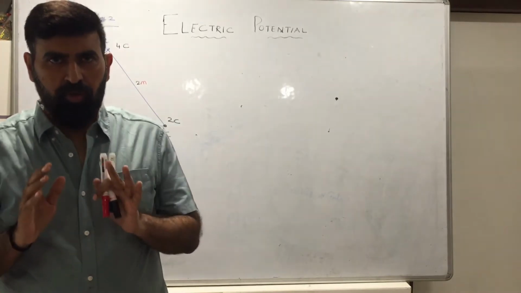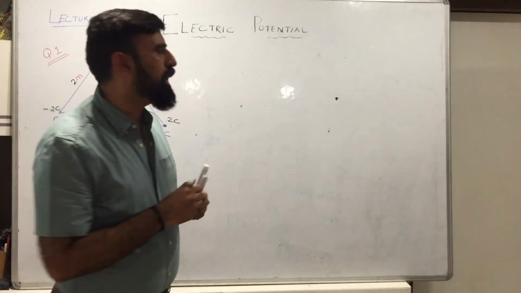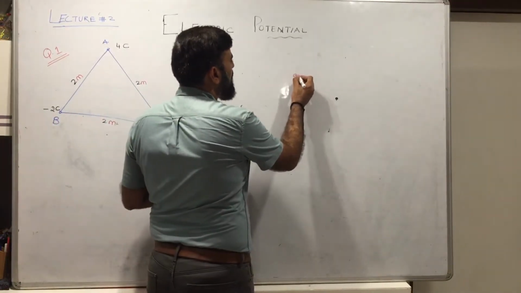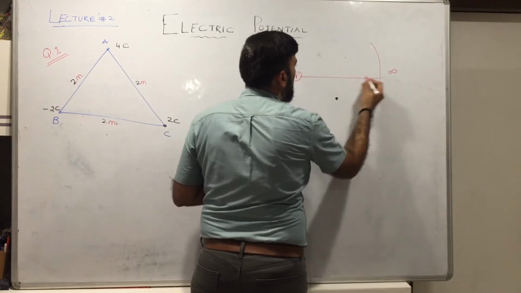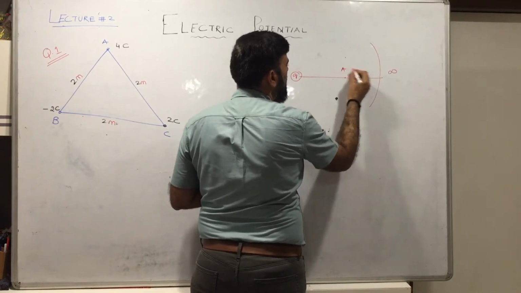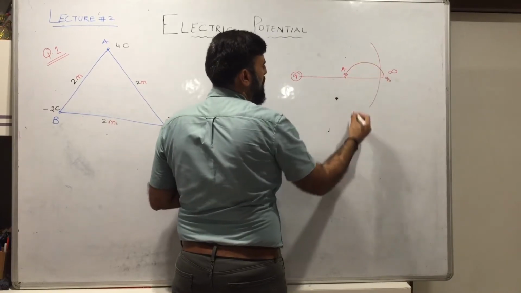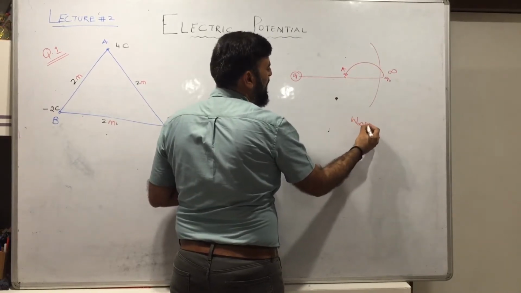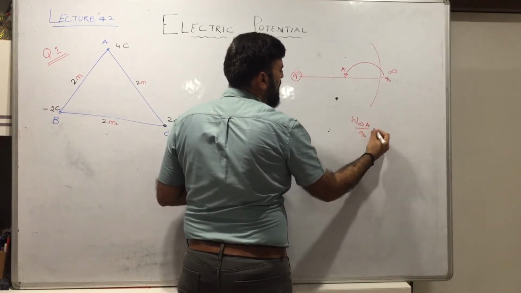In the first lecture on electric potential, I made you understand the meaning of electric potential. Let's revise the definition again. What is electric potential? It is the work done to move a charge from infinity to a point. Make a test charge move from infinity to a point A, work done per unit test charge, isn't it?